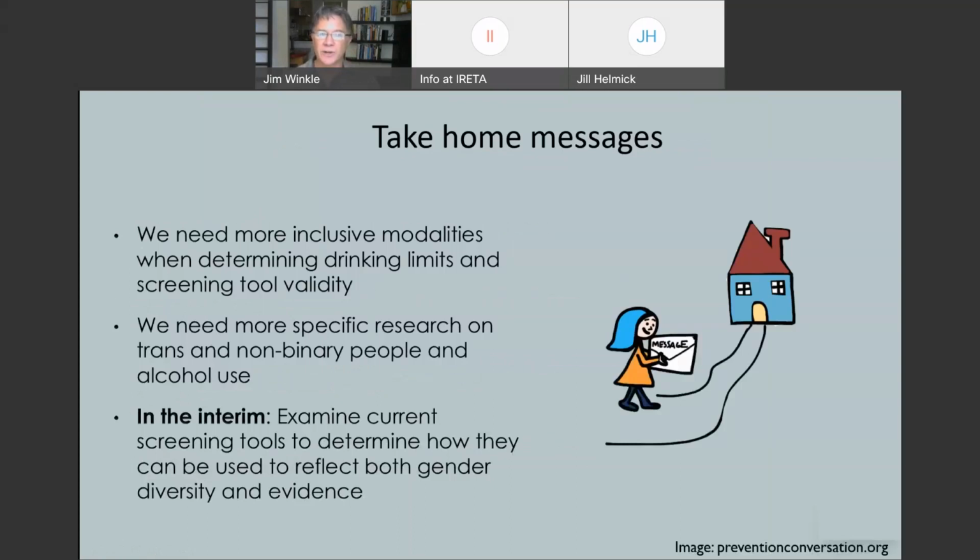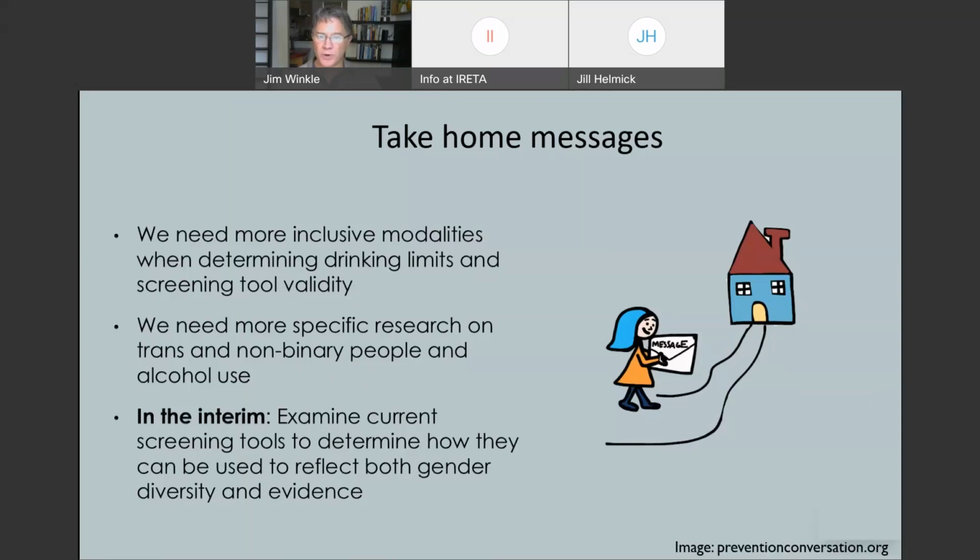So my last slide here, what are the take-home messages? Obviously, we need more inclusive ways of doing research when we want to determine drinking limits and screening tool validity. Typically, when we recorded gender of study subjects, we just said, are you men or women? That's not an inclusive way to do this. So we need to change that moving forward.